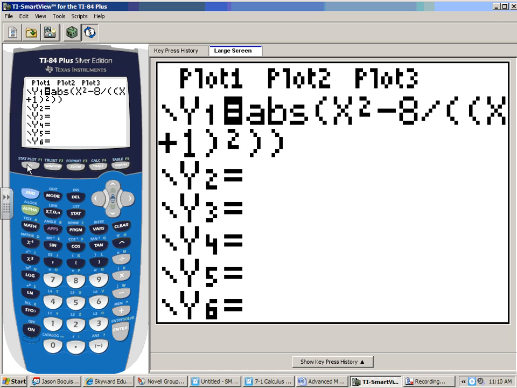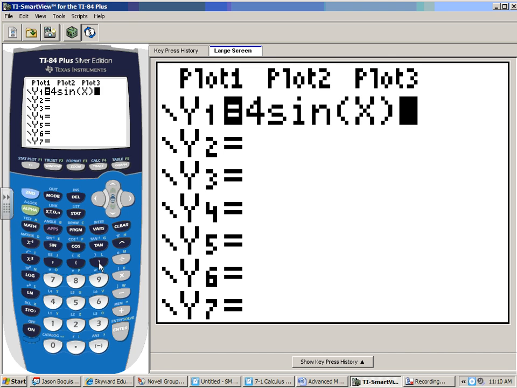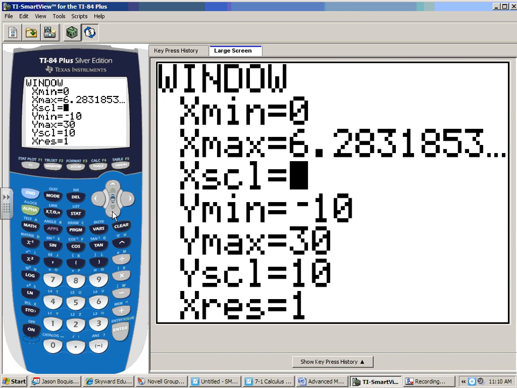So I made sure that was right. Well, that was yesterday's. We don't need that anymore. All we need is 4 sine of t. Well, how do we get t? Well, we don't have to. Just put it in. All right, and then in window, we know x is from 0 to 2 pi. So keep in mind, 2 pi is really only 6.28. You know, that's 2 times pi. That's really all it is.